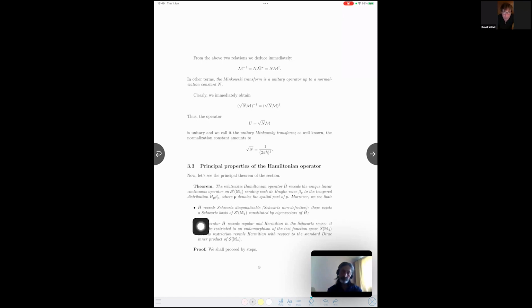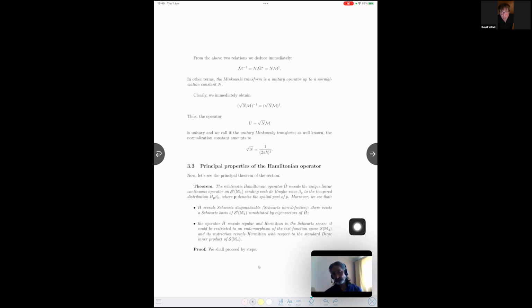Okay, moreover, H hat is Schwartz diagonalizable. In what sense? In the sense that there exists a Schwartz basis of the space constituted by eigenvectors, and the Schwartz basis is just the de Broglie wave basis. Moreover, the operator is regular and Hermitian in the Schwartz sense. You can ask me, what is the sense of regular and Hermitian?